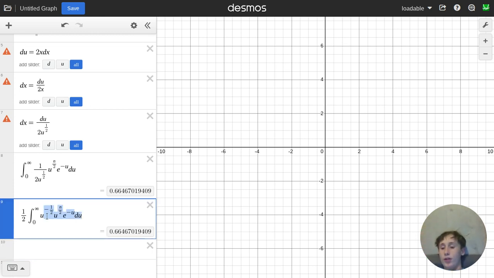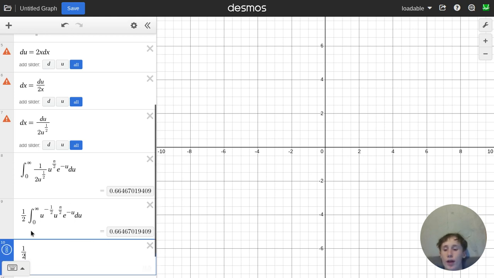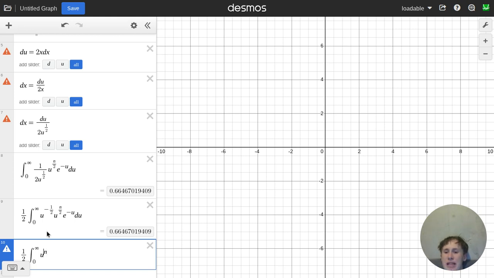So we have u times u to the negative 1/2 times u to the n over 2, which is, of course, you would just add those together. So 1/2 integral from 0 to infinity of u to the n minus... We can just combine those, so it's n minus 1 over 2. Okay. Let me have e to the negative u du.